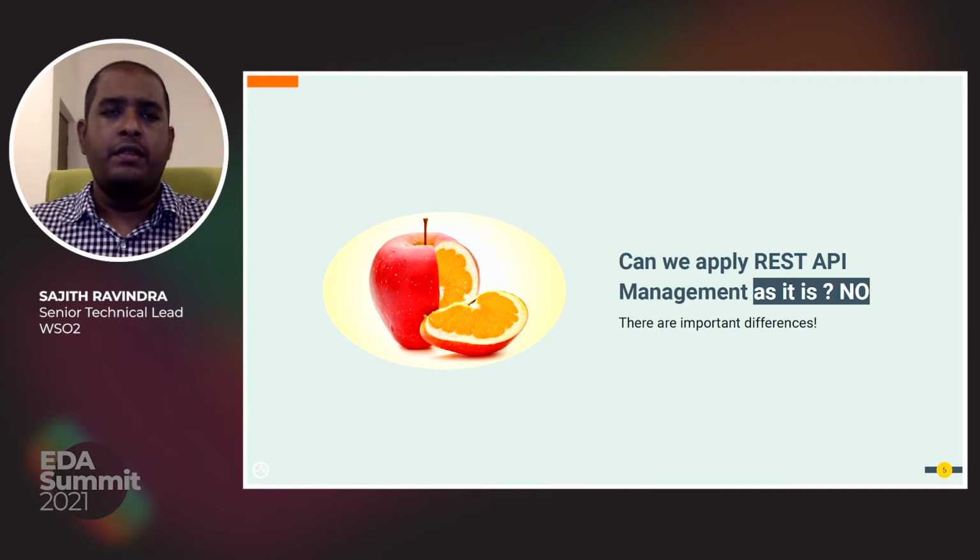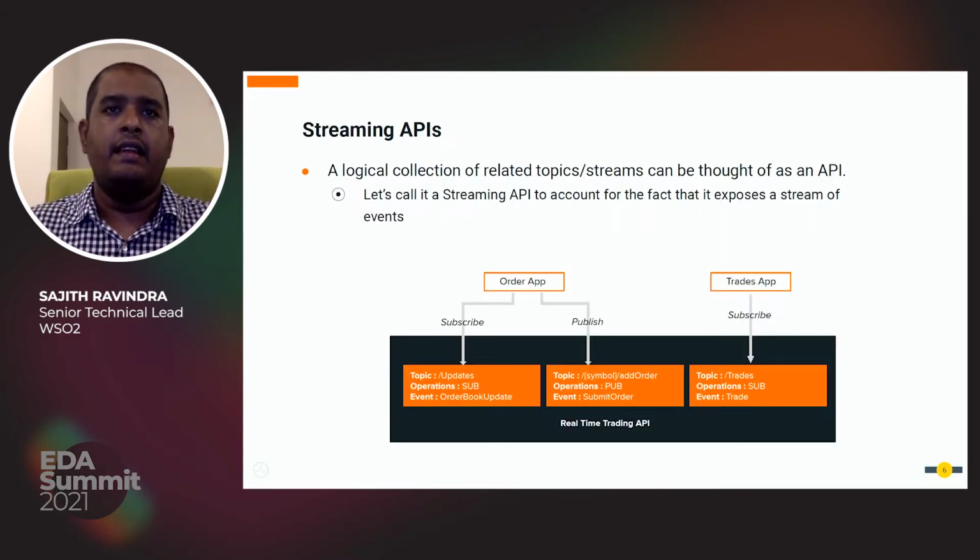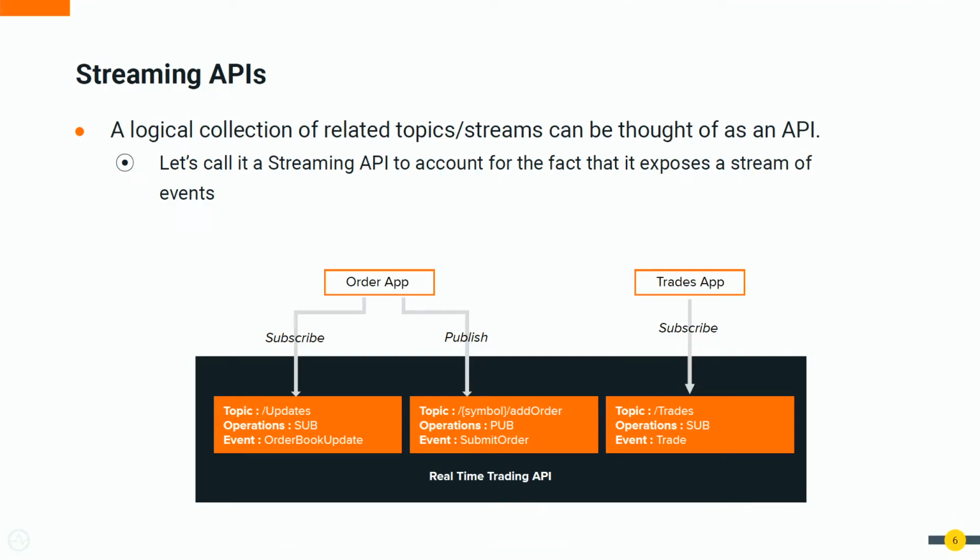Before we go into the details, though, let's define what would be an API in an event-driven system, right? We can think of an API in an event-driven system as a logical collection of related topics or event streams. This is analogous to a REST API where you have a collection of REST resources. So in this case, you have a set of related topics.